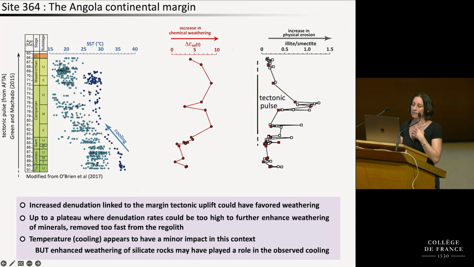Temperature here is unlikely to drive this signal in weathering, because a cooling event would tend to decrease the kinetics of weathering reactions and would rather favor a decrease in chemical weathering. So what we see here is probably a greater impact of the tectonic pulse in controlling the evolution of chemical weathering.